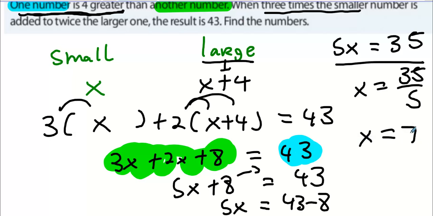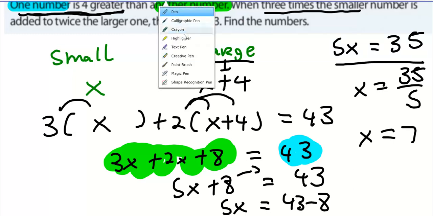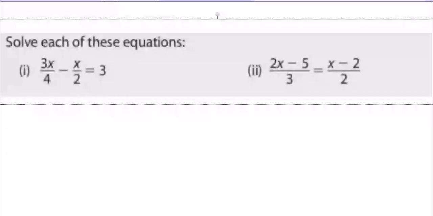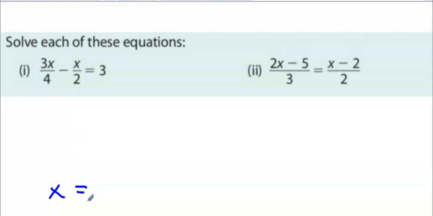Question for you. Do you get full marks for my answer? Why? What's preventing me from getting full marks? One of them is 7, and the small one's 7, and what's the large one? 7 and 11, we'd hope. Solve question. What's the deal with solve questions? X has to be on its own by the end of the question, agreed?